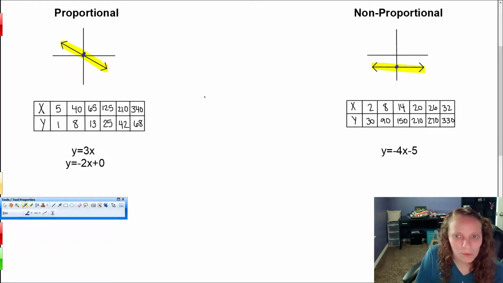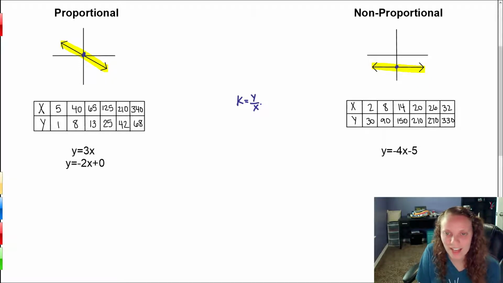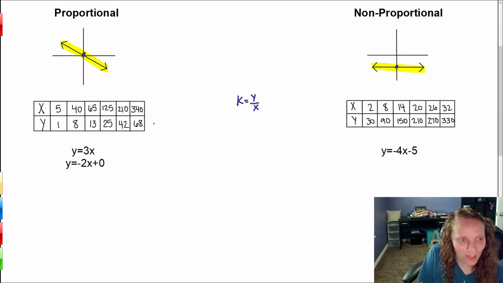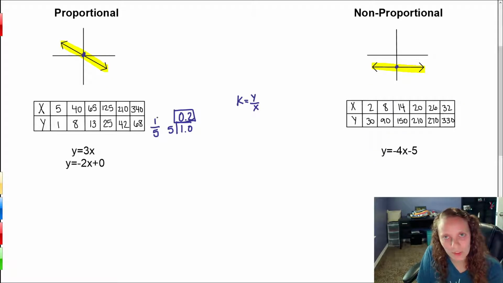Now for a table, remember we have to figure out what the constant of proportionality is, which is y over x, to decide is this a proportional relationship or not. Let's try the table on the left. If we do y over x, for the first one that's 1 over 5, and then divide, first number in, last number out. 5 does not go into 1, add a decimal and a 0. 5 does go into 10 2 times. We should be getting 0.2 every single time. If we get 0.2 every single time, then this will be a proportional relationship.